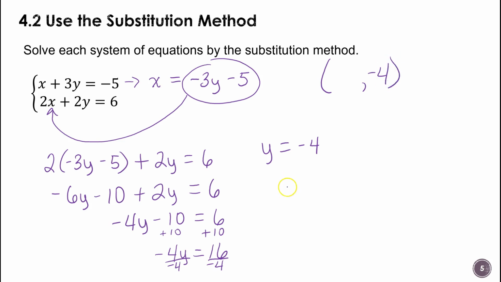Now to find x, I'm simply going to replace, right, I'm going to use that x equals negative 3y minus 5, replace the y with negative 4, and of course keep the minus 5. So this will be negative 3 times negative 4 is 12. 12 minus 5 is 7. So the solution this time is 7, negative 4.